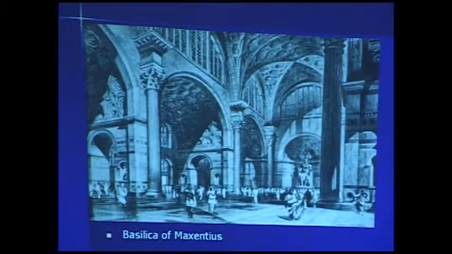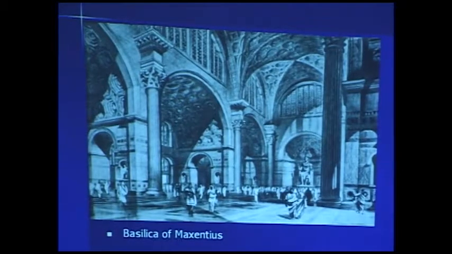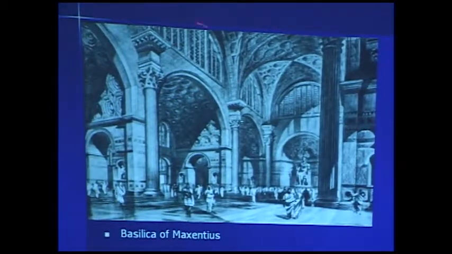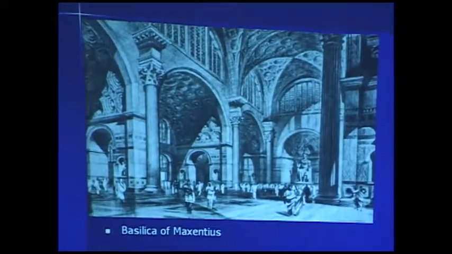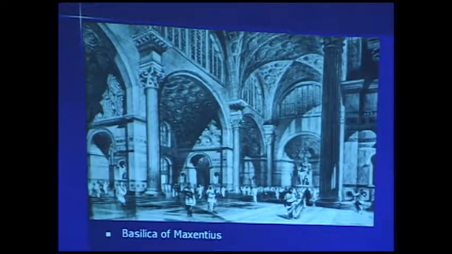Why did the Christians take this form? I think there are very pragmatic reasons. For one thing, it was a large open space that could gather a lot of people, with clerestory lighting. It allowed a certain amount of illumination inside so that people could not stumble about.